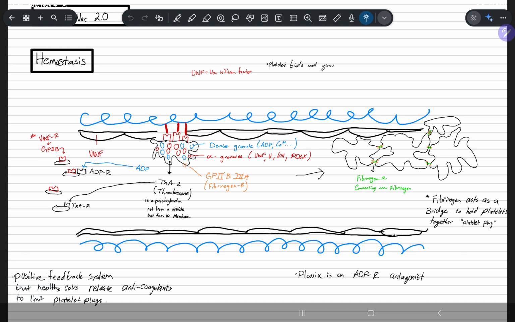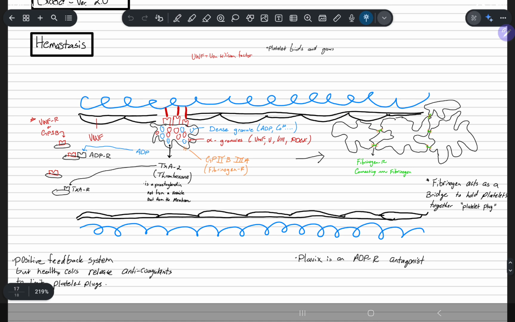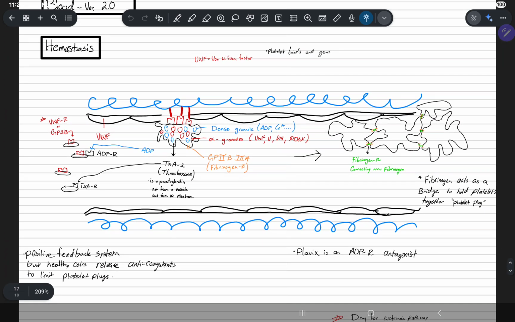All right, next we're going to talk about hemostasis. Essentially this is just blood clotting in the body. What happens is, when there is an opening in the epithelium, platelets will come into contact with the tissue there, and they will bind to those receptors.